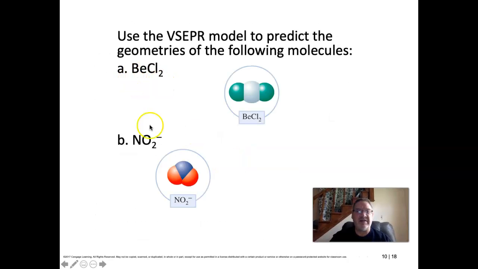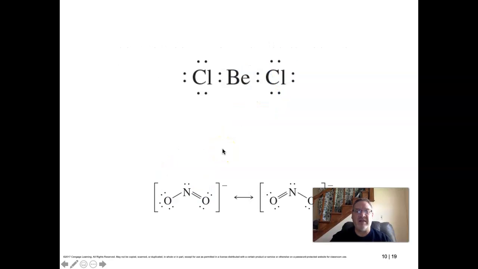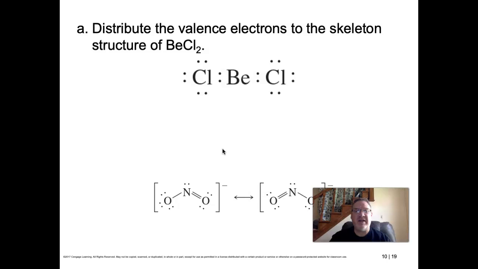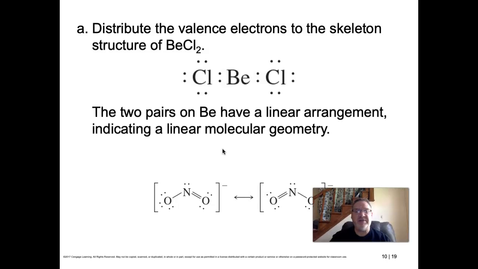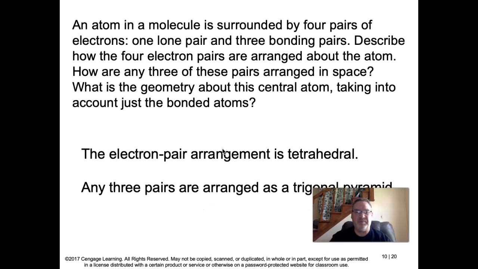So the same thing here. Here's the beryllium dichloride and the nitride ion. They drew the Lewis structures for each one, and then you can identify your arrangement and geometries for each one. But again, everything starts with the Lewis structure. Okay, you can't look at a molecule and say what its arrangement and geometry is just by what the formula of the compound is. It doesn't work that way.